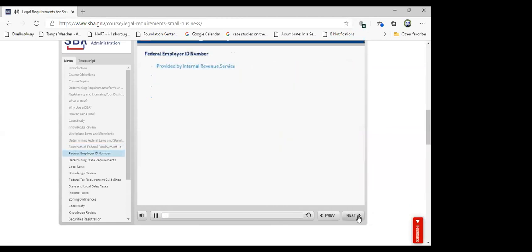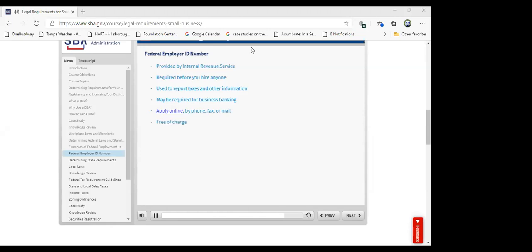You must get an Employer Identification Number, EIN, from the U.S. Internal Revenue Service before you hire your first employee. This is the number you will use to report taxes and other documents to the IRS and to state agencies. While not required by the federal government, some banks may require even sole proprietors to obtain an EIN for their business bank account, and some state and local authorities may require it for business licenses. You can apply for this number online, by phone, via fax, or mail. There is no payment to acquire an EIN. To apply for an EIN online, visit the IRS online EIN application site.